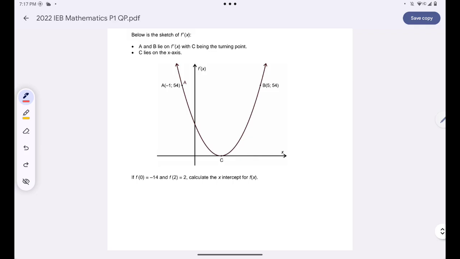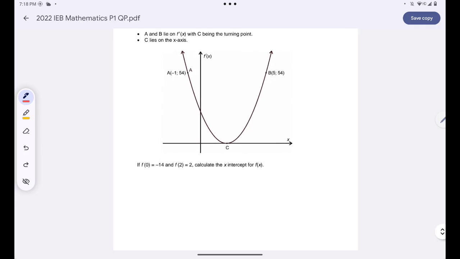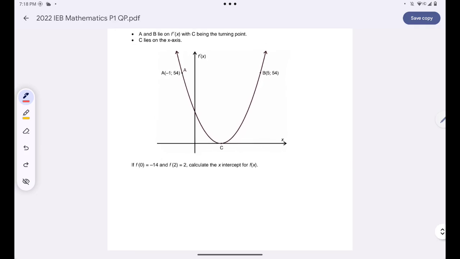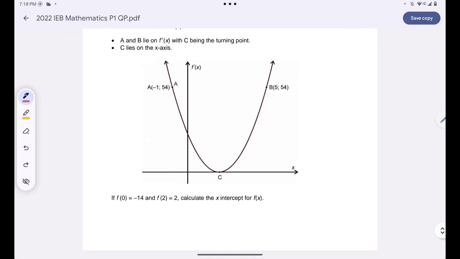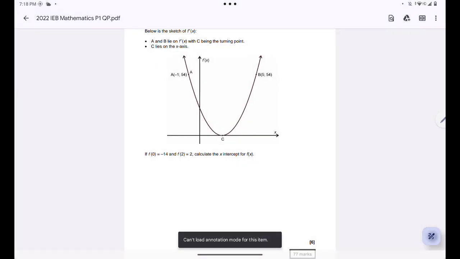They want us to find the x-intercept of f of x. For us to find the x-intercept of f of x, that means we must find the original equation of f of x and then solve for x. Okay, how can we find the original equation first? We are given the derivative graph.